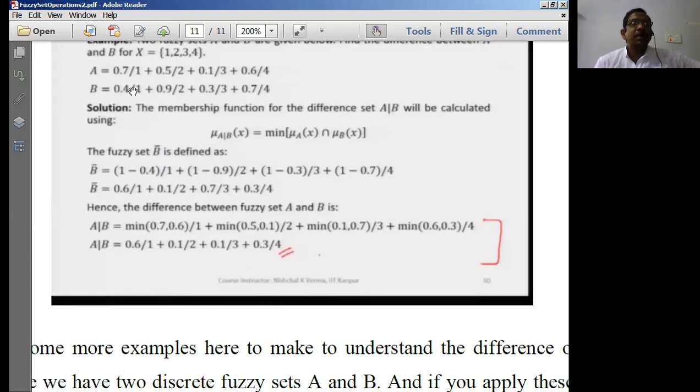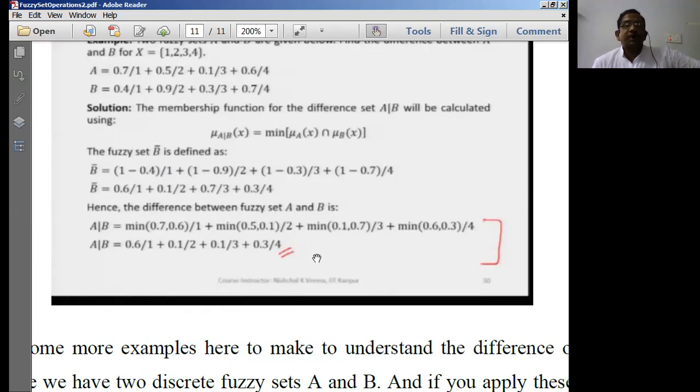B bar is nothing but 1 minus 0.4 by 1, 1 minus 0.9 by 2, 1 minus 0.3 by 3, 1 minus 0.7 by 4. So 1 minus 0.4 is 0.6, 1 minus 0.9 is 0.1, 1 minus 0.3 is 0.7, 1 minus 0.7 is 0.3. Now once we get B bar, we simply calculate A minus B bar. In the functional form, we can write this as minimum of 0.7 comma 0.6 by 1, minimum of 0.5 comma 0.1 by 2.